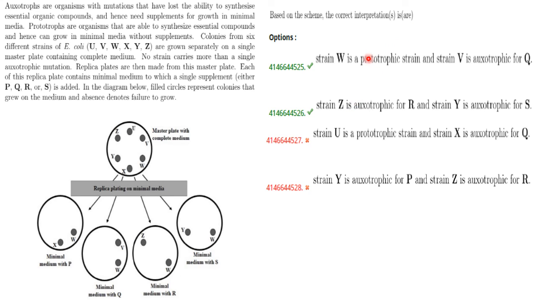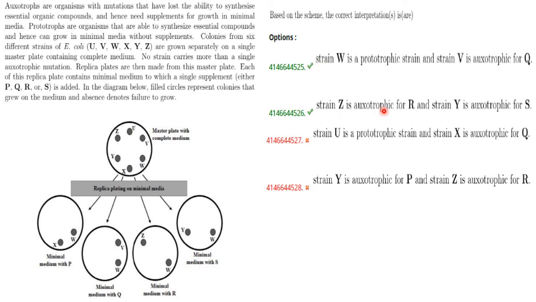Now next option 1. Based on the scheme, the correct interpretation is: W strain is prototrophic. So that one is correct. And strain V is auxotrophic for Q. Now where is V present? Yes, V is present over here, minimal medium with Q supplemented. So V requires the medium to be supplemented with Q. So it is an auxotrophic strain, auxotrophic for Q. So the answer here, first one is correct.